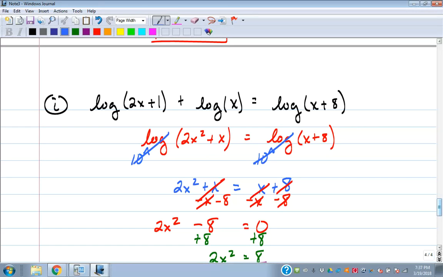Plug it in here. Log base 10 of positive 2. We're good. Plug it in here. 2 plus 8 is 10. Log base 10 of 10 works. That works. Okay? If I plug in a negative 2 right here, 2 times negative 2 is negative 4 plus 1 is negative 3. I cannot take the log of negative 3. There's no way that I can have 10 to a power and it equal a negative number. There's no way that happens. So the negative 2 is what's called an extraneous solution. It's extra. We throw it out.